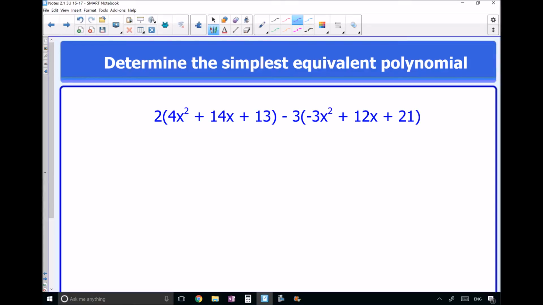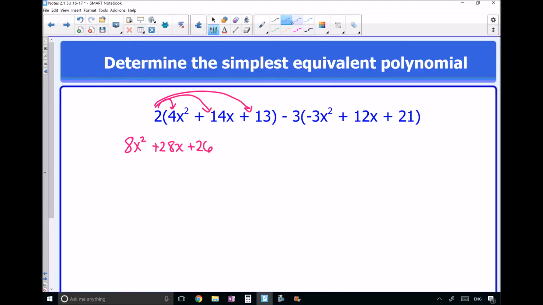All right, we're going to do one more example. Determine the simplest equivalent polynomial again. Take a moment to write down the example. All right, so here I have to distribute twice. I'm going to distribute the 2 through to all of these terms right here. So 2 times 4x squared gives me 8x squared. 2 times 14x gives me 28x. And 2 times 13 gives me 26.